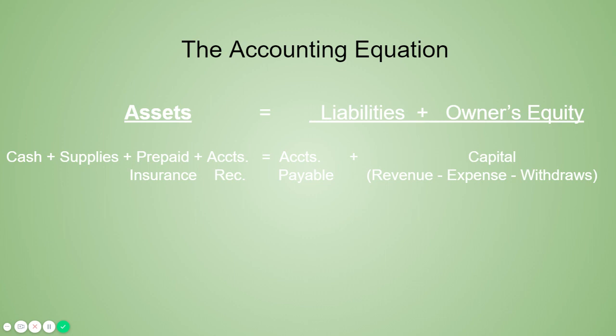So to read some transactions, on the assets we have cash, supplies, prepaid insurance, accounts receivable. Liabilities, we have accounts payable. Owner's equity will be our capital, which is affected by our revenue, expenses, or withdrawing. So we either add revenue, decrease expense, and decrease withdrawals. So this would be an accounting equation. And that is section 3.